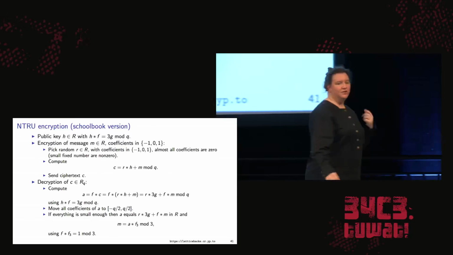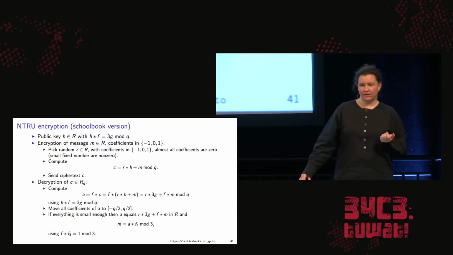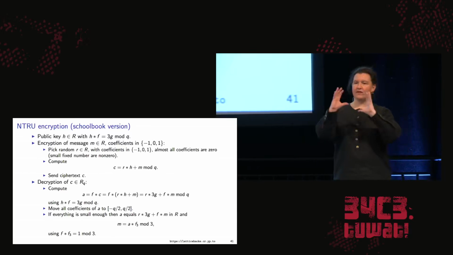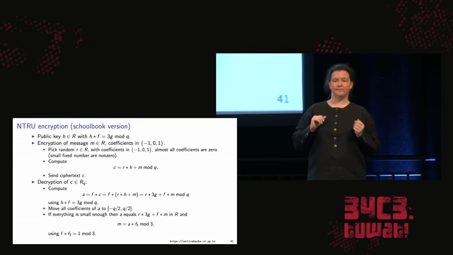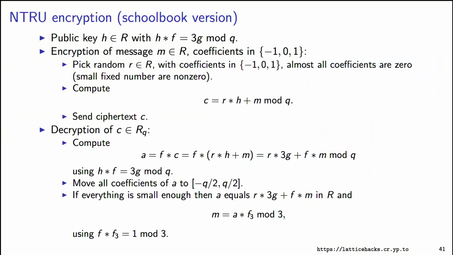Now here's the way that we decrypt if we have the secret key. We take our ciphertext, we multiply by f. This was our first secret key. And remember the relation between the public key and the secret key, that was h times f is 3g.